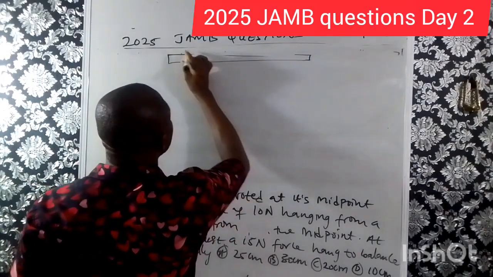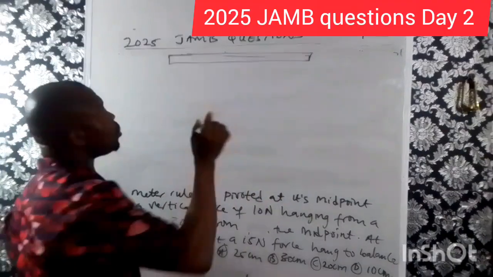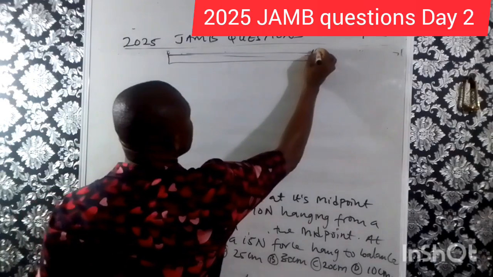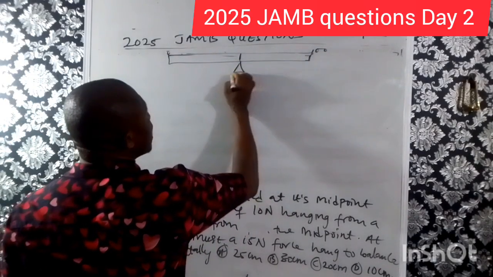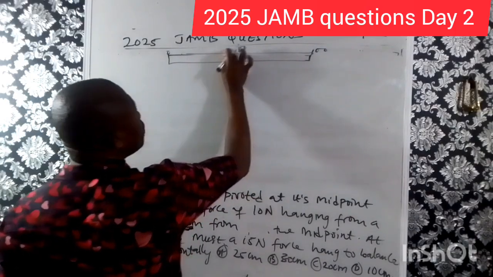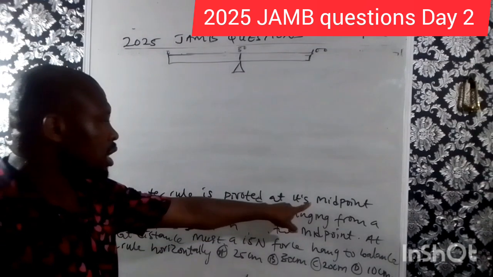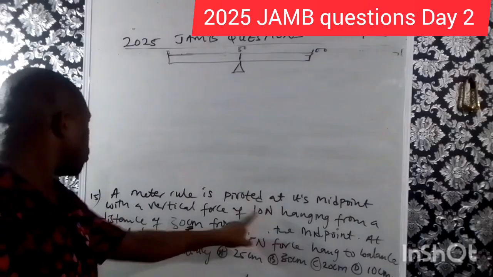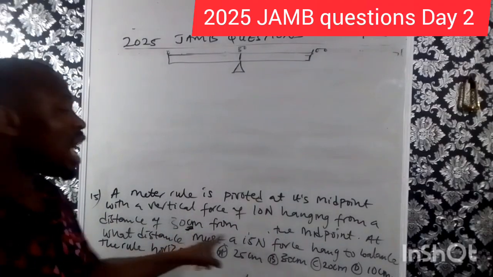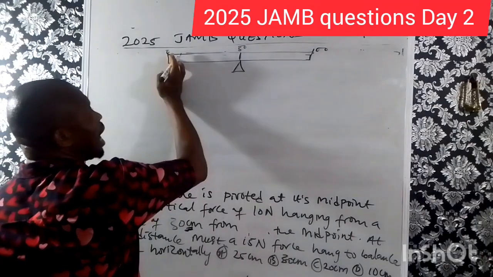Now, the first thing you do is to represent this so that you understand what you are doing. A meter rule, once you hear meter rule, here is 0, here is 100. Let's say it is pivoted at the midpoint. The midpoint is 50. So it is pivoted at its midpoint with a vertical force of 10 Newton hanging from a distance of 30 cm from the midpoint.